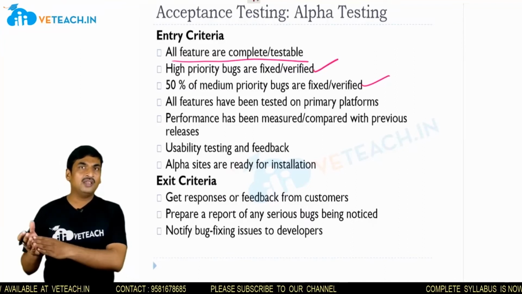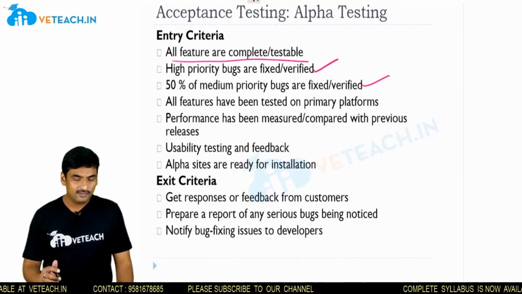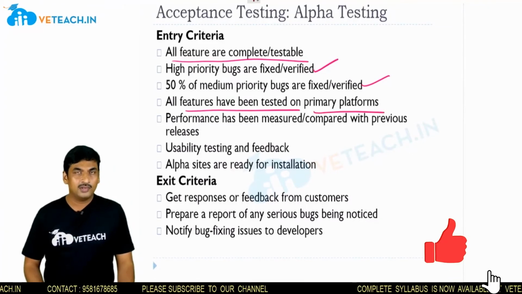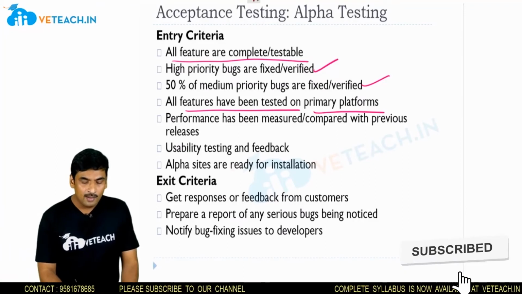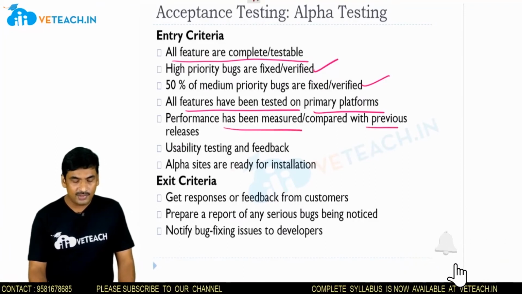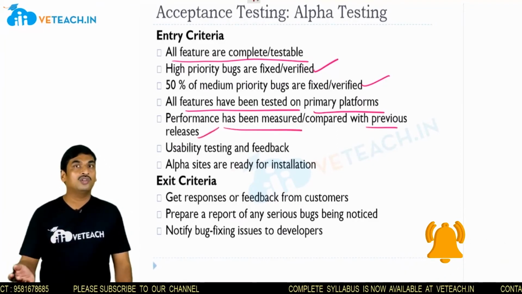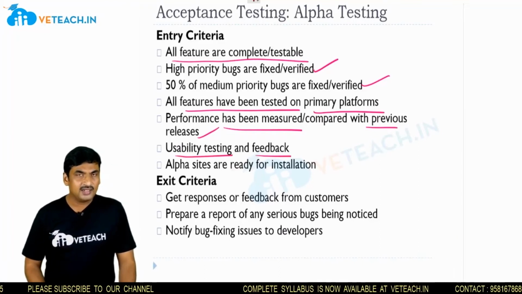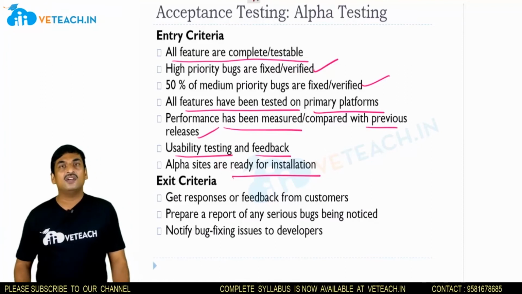At least 50% of the medium priority bugs are verified. All features have been tested on primary platforms, and only then will we go to alpha testing. Performance has been measured and compared with previous releases, and only then will we go for alpha testing. Usability testing and its feedback is considered, and all the test sites are ready for installation.